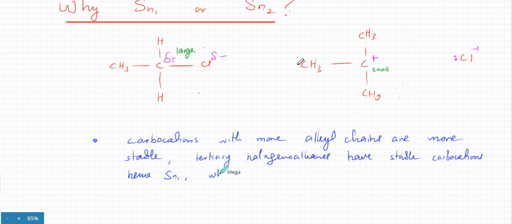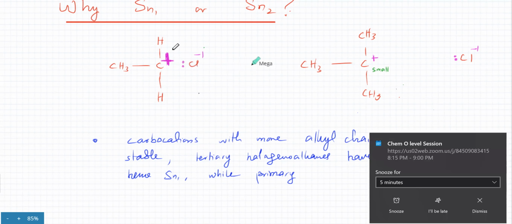While primary halogenoalkanes have unstable carbocations. Over here, if the Cl breaks off and takes away the electrons, the carbon over here would get a positive charge. But the positive charge would be so large because there are no alkyl chains around it. There's only one, so it's not surrounded by electrons. So the positive charge would be so large that this carbocation would be unstable. It would immediately attract the Cl minus 1 back again, wouldn't let it go.